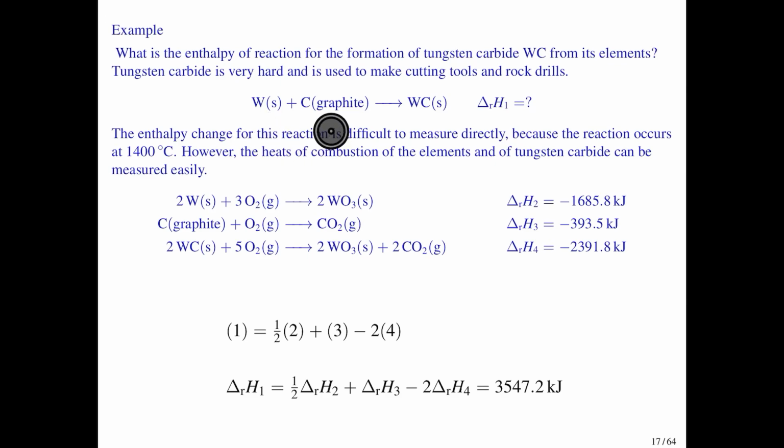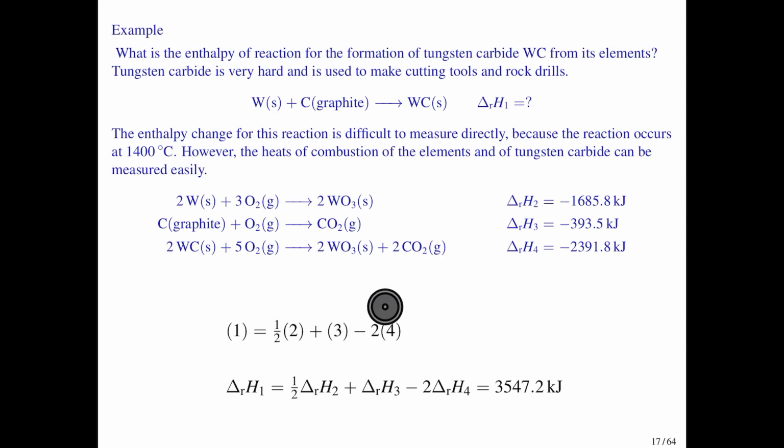What's up next? Graphite. Okay, I want 1 mole of graphite on the reactant side. That's what I find here in reaction 3, 1 mole of graphite. So I'm just going to simply add in reaction 3. The last species that I want is the tungsten carbide. I want 1 mole on the product side. My reaction here has 2 moles on the reactant side, so I need to flip this around. So I'm going to multiply by a negative sign, and then I also need to divide it by 2 so that I have the correct stoichiometric coefficient on the product side.